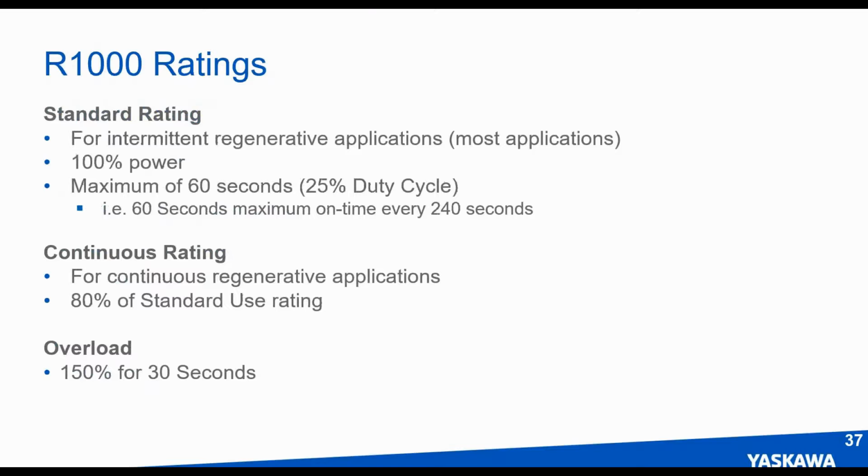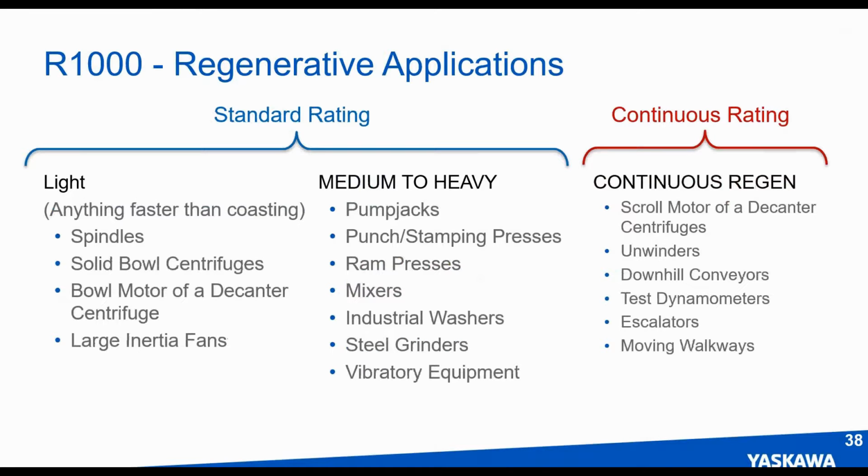The R1000 also has its continuous rating. It's 80% continuous rating for constantly regenerating applications. Lastly, be sure the peak regen is less than 150% overload for less than 30 seconds. So what does this all mean exactly? How do I size the R1000? So let Yaskawa make the complicated simple.